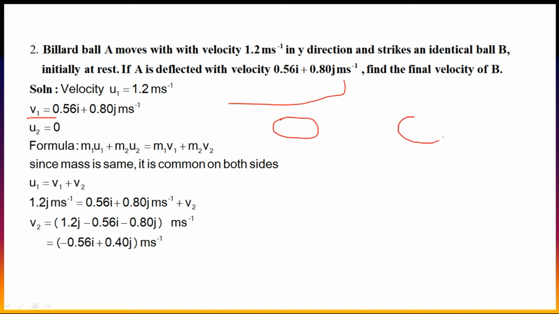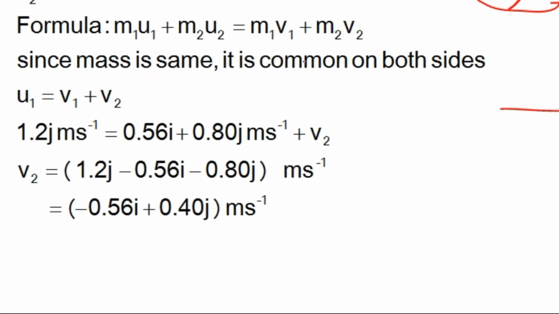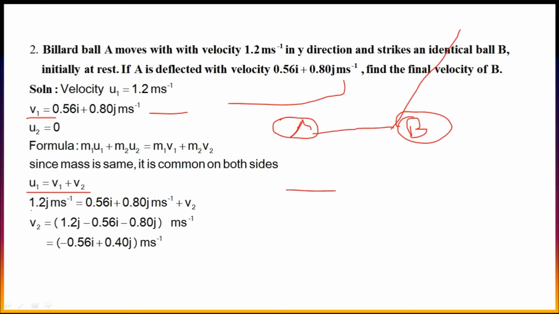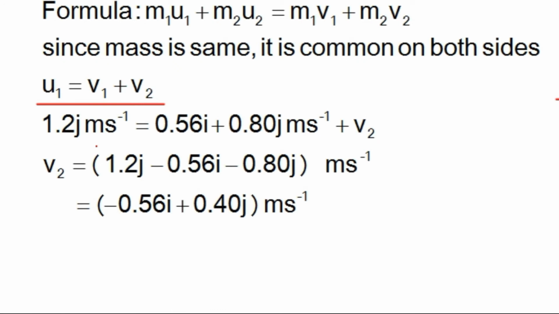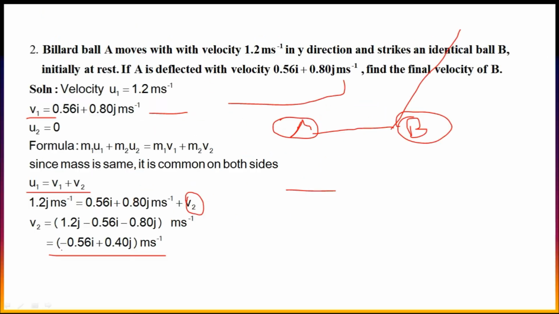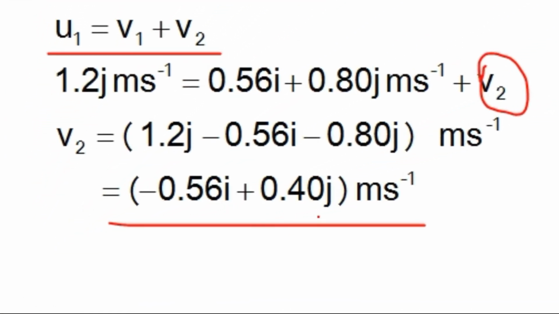So here there are two balls, one is A and one is B. After striking, ball B moves with the velocity 0.56 i plus 0.80 j meter per second. B was at rest, so u2 is equal to 0. From the conservation of linear momentum, m1 u1 plus m2 u2 is equal to m1 v1 plus m2 v2. Since the mass is the same on both sides, we can cancel the masses and u2 is 0, so we will get this equation. Now u1 is known, 1.2 j meter per second, is equal to 0.56 i plus 0.80 j meter per second plus this velocity v2, which should be calculated. We will get v2 as 0.56 i plus 0.40 j meter per second.